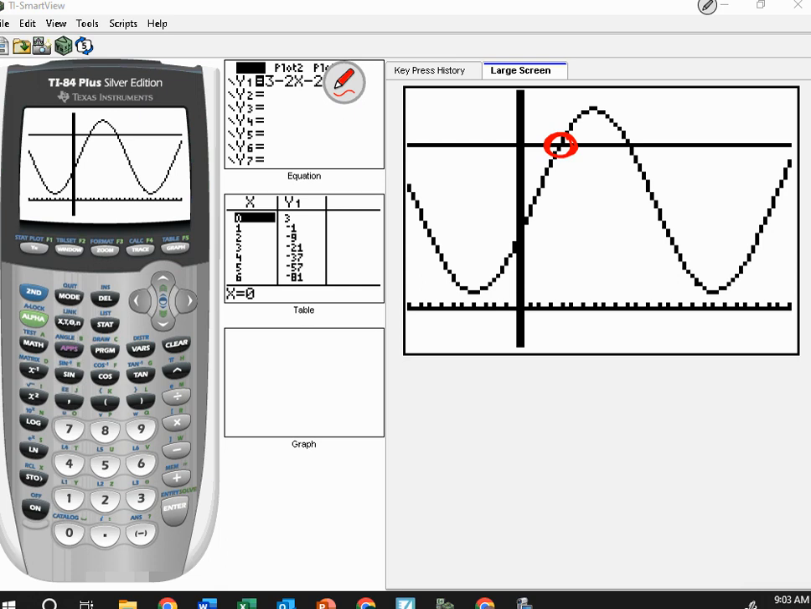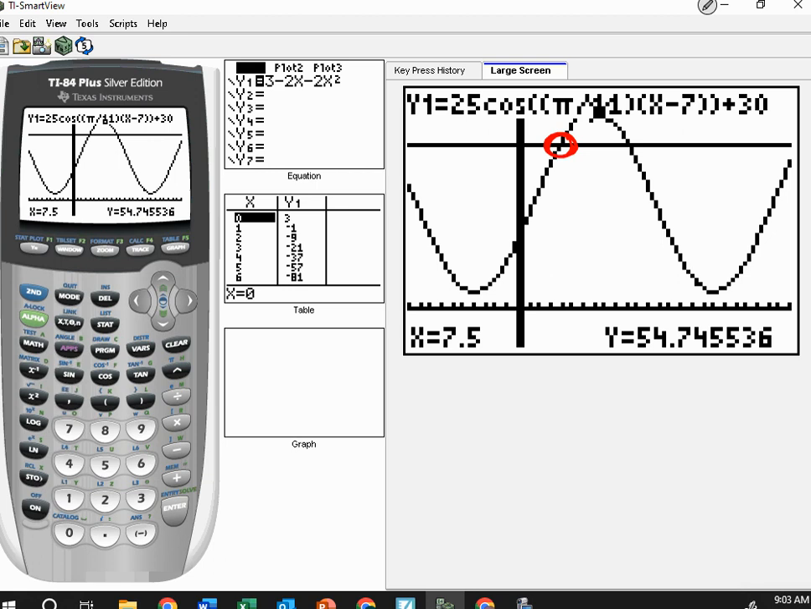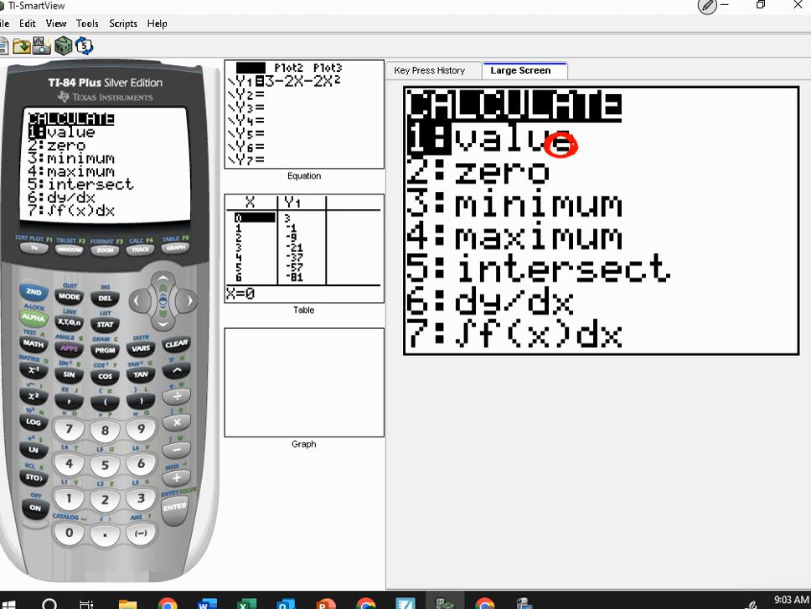Anybody remember how to actually calculate an intersection with your calculator? Anybody remember where that is? Second trace, yep, which takes you into that calc menu. So trace is at the top, guys. And I did not push second and trace. Okay. You see it? We want to calculate the intersect.